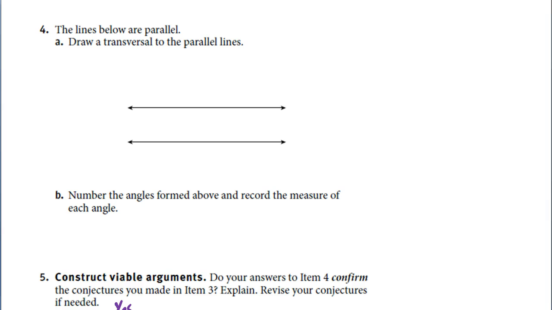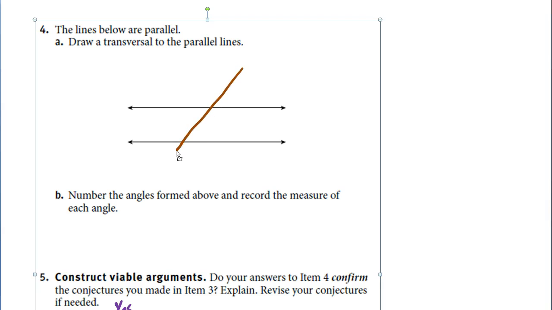Okay, number 4, it says draw a transversal to the parallel lines. And then in the next question, we're going to number the angles formed and record the measure of each angle. And so I'm going to pass some random line crossing through both of them. This is called a transversal. And then number the angles. So 1, 2, 3, 4, 5, 6, 7, and 8.